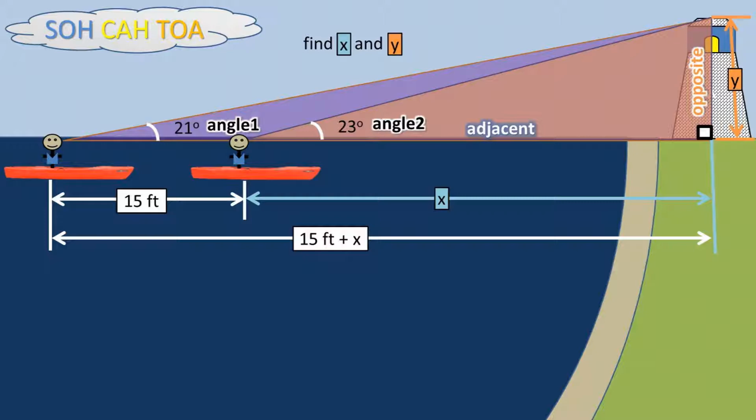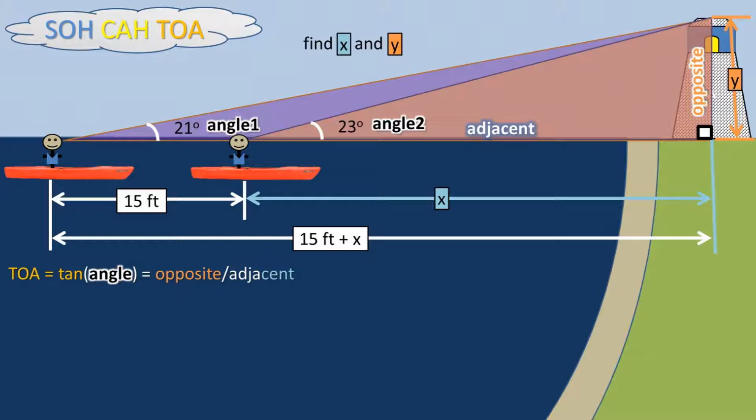We will be thinking of the first purple triangle as having an adjacent side length of 15 feet plus x. We are working with the adjacent side and the opposite side, so we will be interested in the TOA portion of SOHCAHTOA. This is shorthand for the tangent of the angle is equal to the side length opposite of that angle divided by the side length adjacent to that angle.